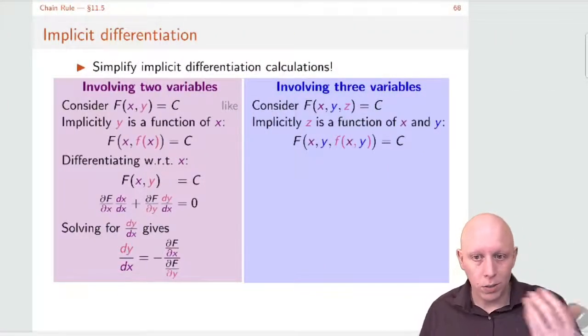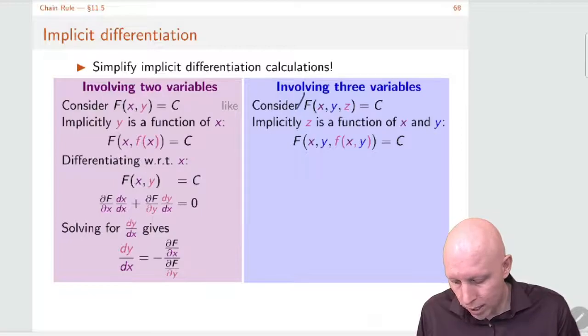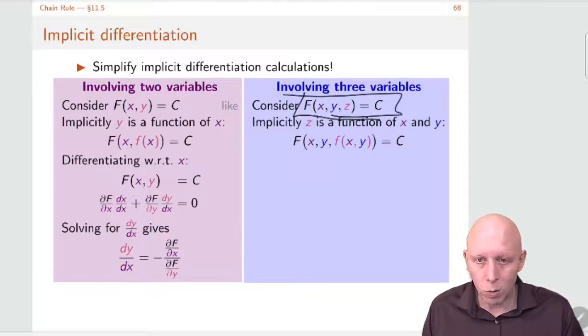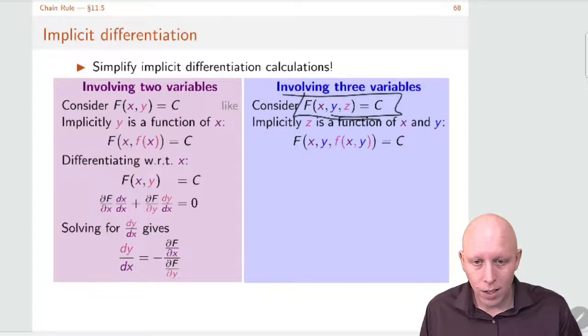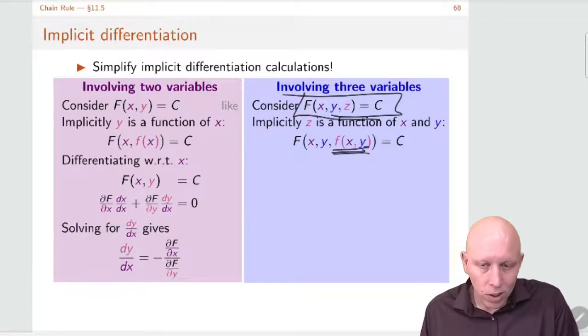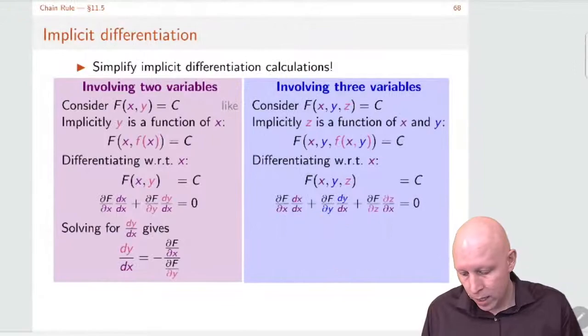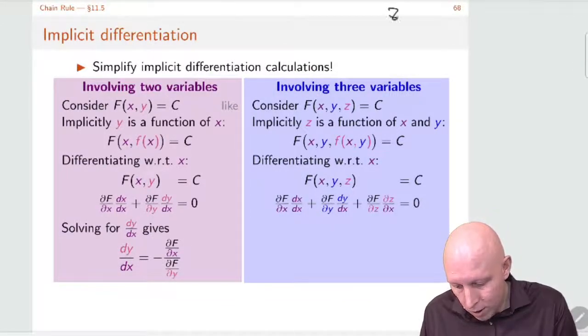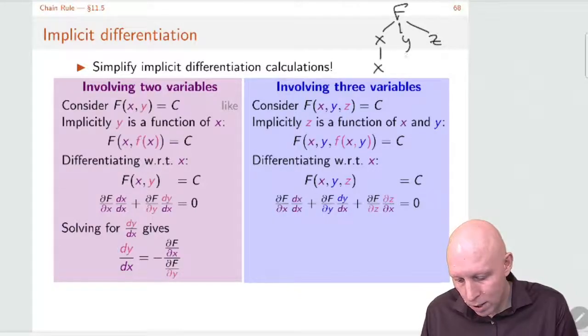What happens if we have a function of 3 variables? Well, in that case, we have something that looks like f of x, y, z is equal to c. We'll go back to that previous equation and use that one in practice. So implicitly, the z is a function of x and y. So if we're going to create a function, we have f of x, y, z. x is a function of x, y is not a function of x, and z is a function of x and y.